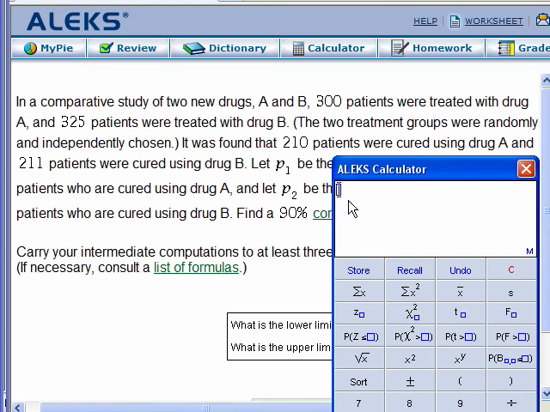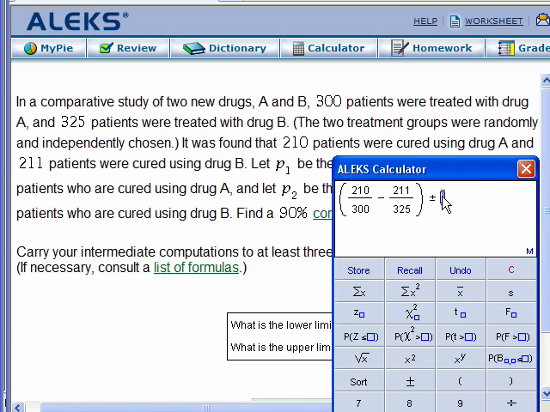And so now we're going to put in P1 hat minus P2 hat. So we have 210 divided by 300, that's for the first sample, minus P2, which is 211 divided by 325. You could put these in parentheses, however the computation will be the same because order of operations will do the division first. So even if you don't put the parentheses, you'll still get the right answer.